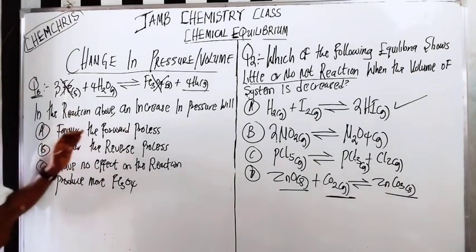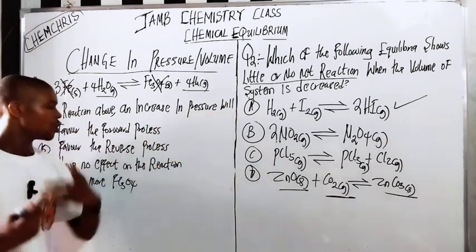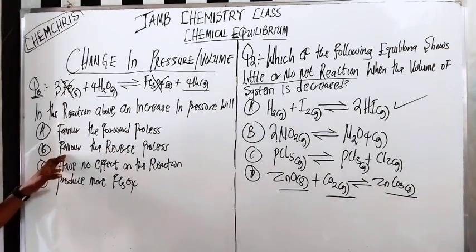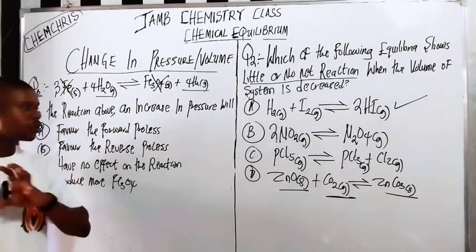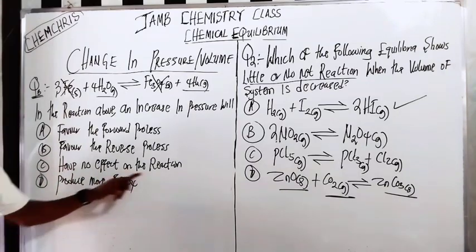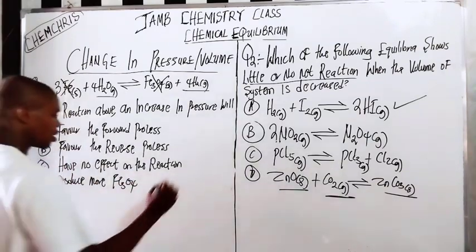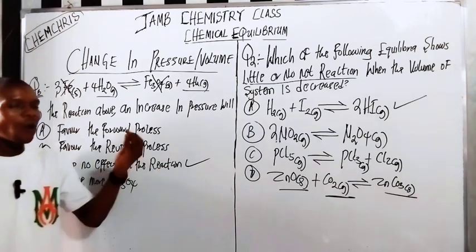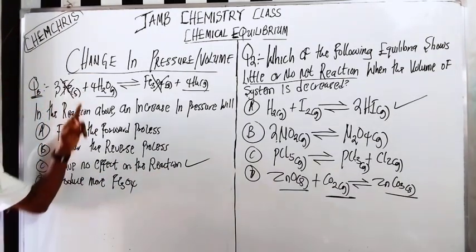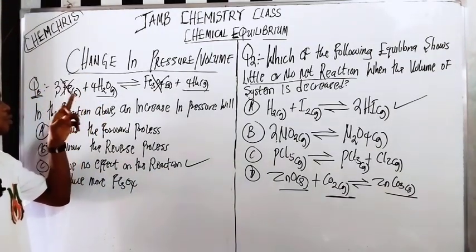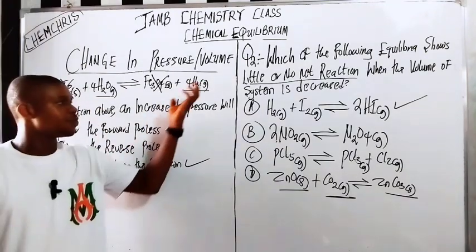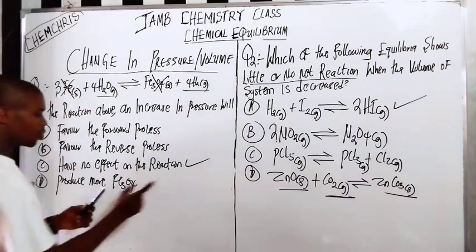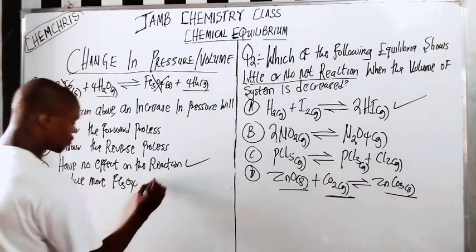So they say that for the reaction above, an increase in pressure will favor the forward reaction. Of course, no. Favor the reverse reaction? No. Has no effect on the reaction. Correct. C is the option. It has no effect. Now, why does it not have any effect? Because the moles of gas on the reactant side and the moles of gas on the product side are the same. So it has no effect on the reaction. So this is the answer.